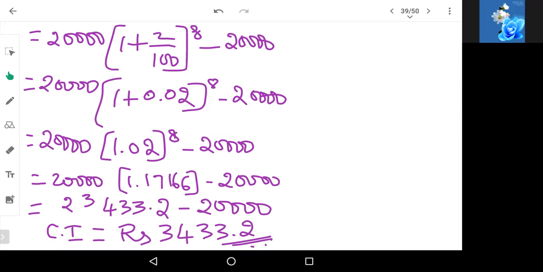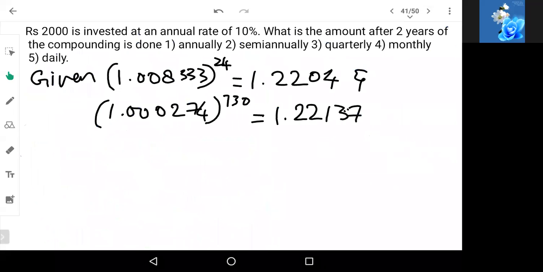Understood? Before going to the next question, did you all understand this? Any doubts? They will compulsorily ask such questions where you'll have to calculate semi-annually, annually, quarterly, like the next problem that we will be solving.